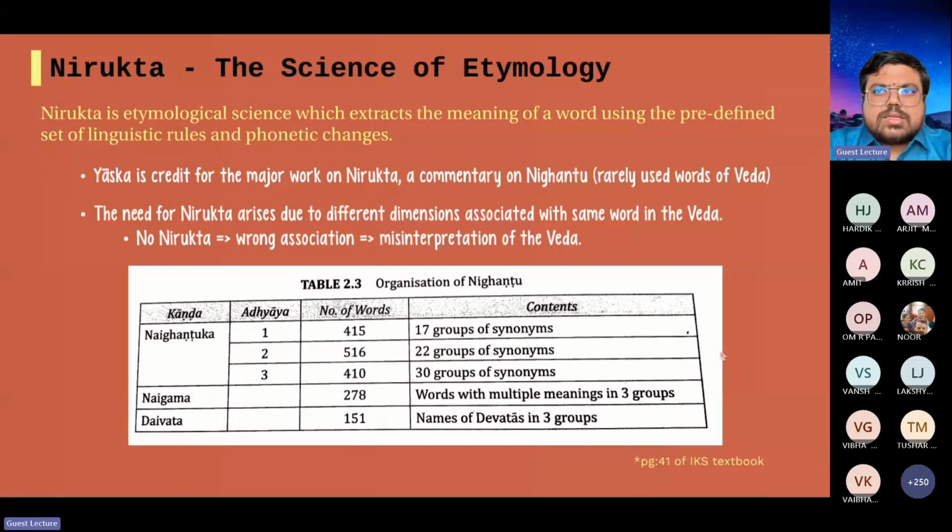Swami Dayanand Saraswati of, I think, Arya Samaj, commented upon the Veda using Nirukta as the key. So if you go into his Sanskrit works, you will see that he commented on the Veda using Nirukta as the main theme, beyond the translation and interpretation.